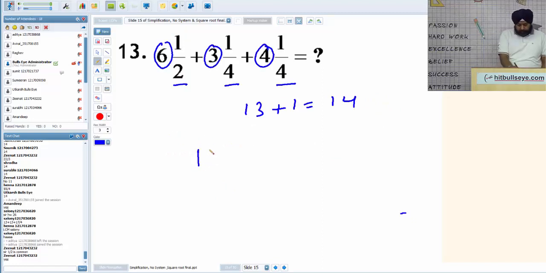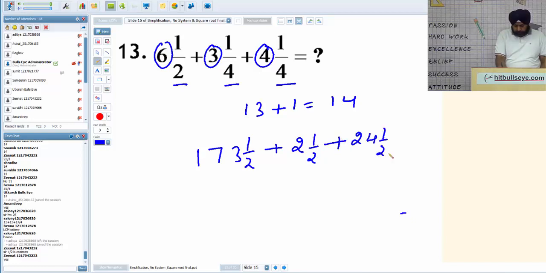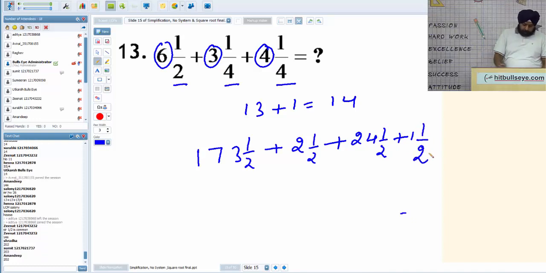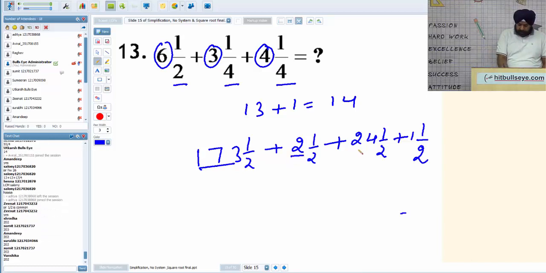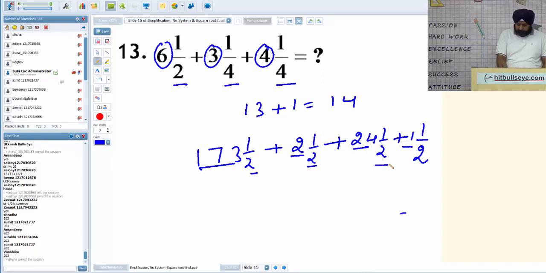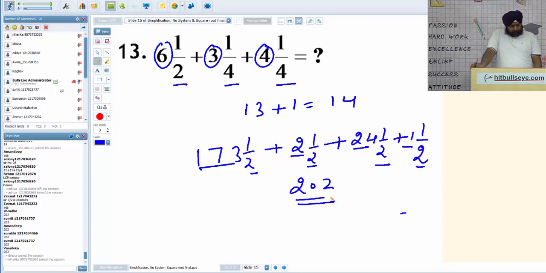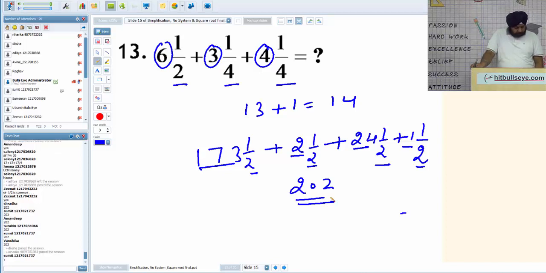If I write 173 1 by 2 plus 2 1 by 2 plus 24 1 by 2 plus 1 1 by 2, I know the answer now. 173 plus 2, 175, 175 plus 24, 199, plus 1, 200, 200 plus 1, 201, and 1 by 2 four times is 2. So it's 202. Is it okay? So if we take the whole part separately and the fractional part separately, it makes the question much easier. Is it okay? That's it. So may I proceed? Is anyone in doubt?